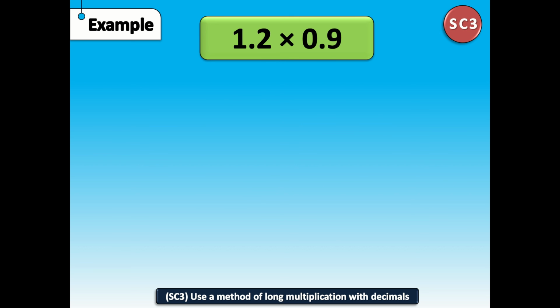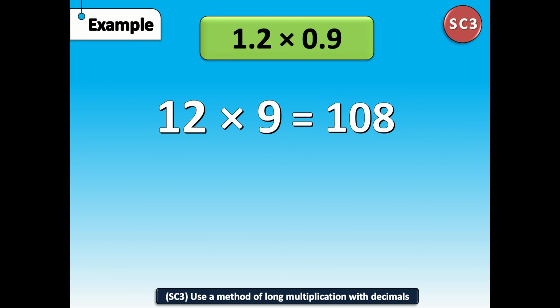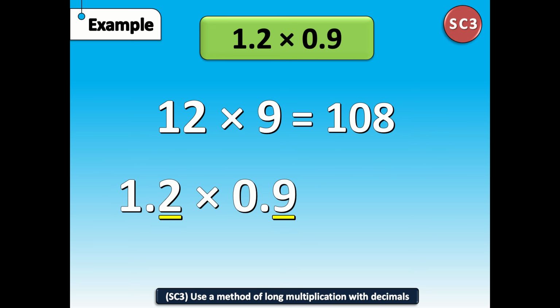For this question, we want to do 1.2 times 0.9. Well, 12 times 9 is 108. So if we have a look at our question, we have 2 decimal places in the question, so we need 2 decimal places in our answer. So our answer will be 1.08.